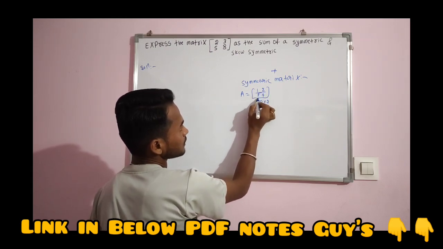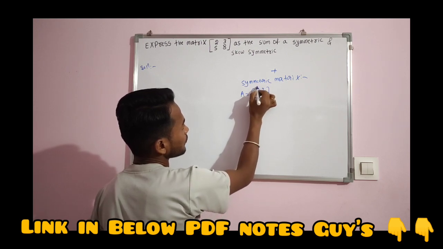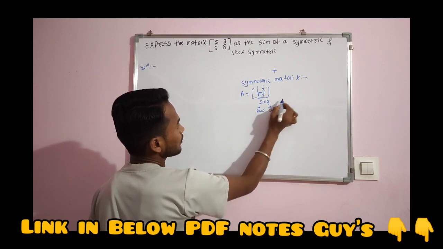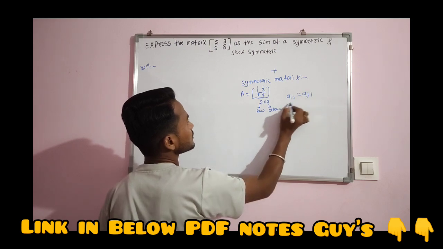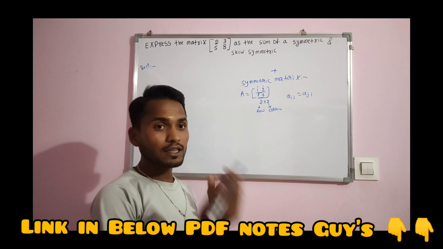This is the first row and second row, and first column and second column. Here Aij equals Aji. This is how a symmetric matrix looks. Another thing you have to understand.